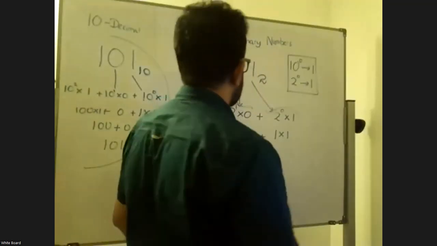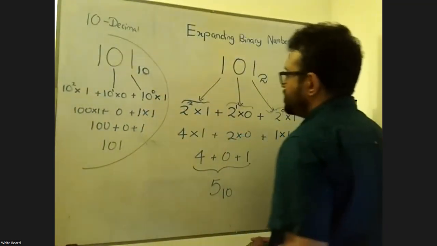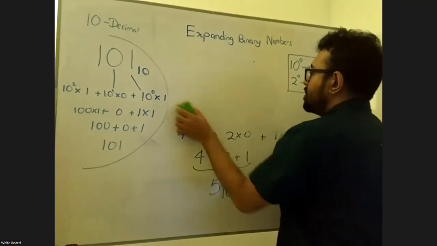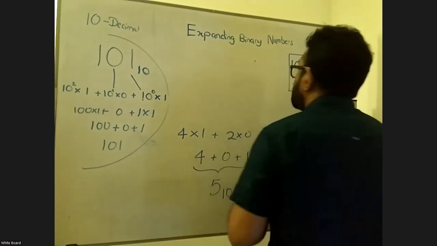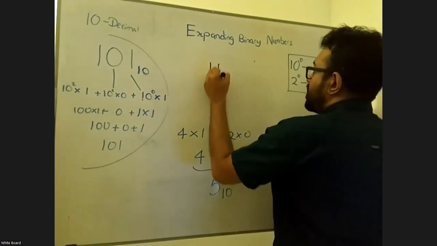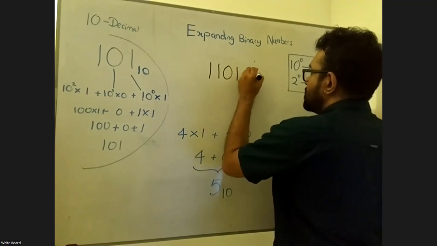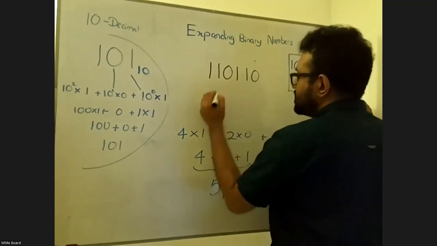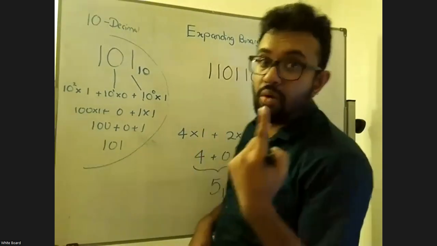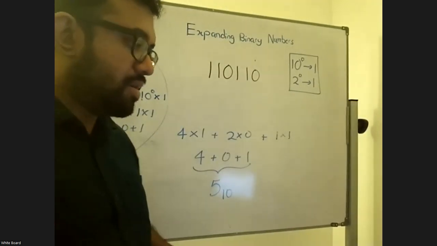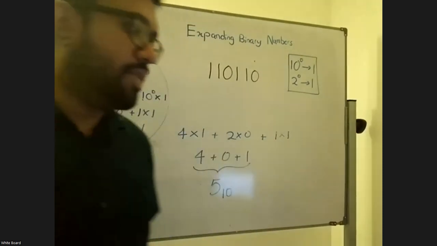This is your homework. Convert this number, 110110, into a decimal number. This is your homework. So do this at home and come next day with this.